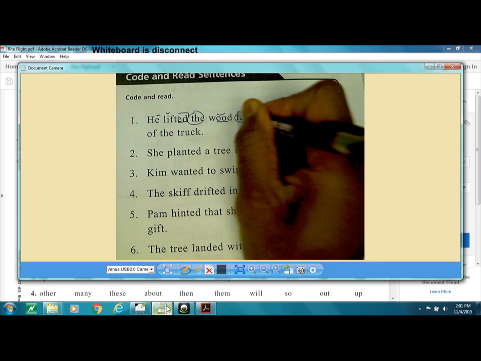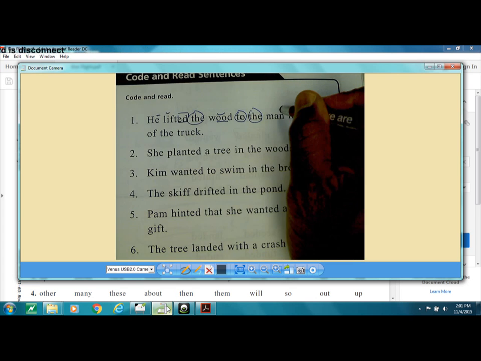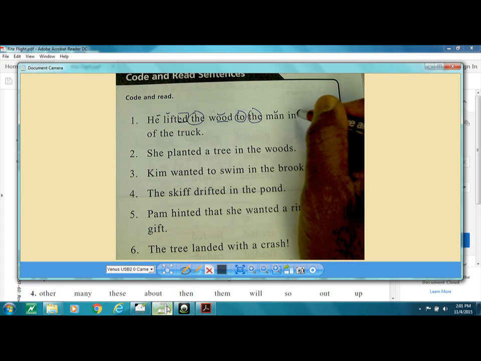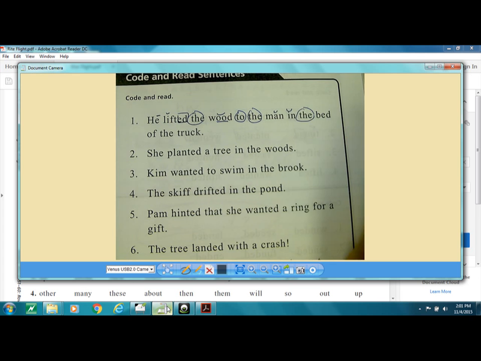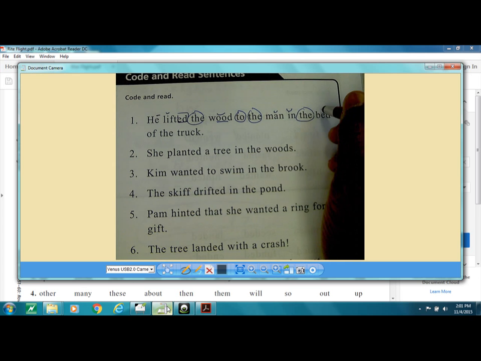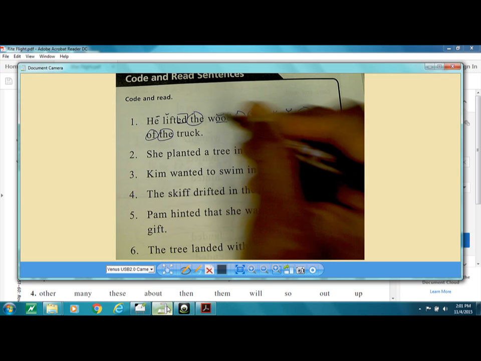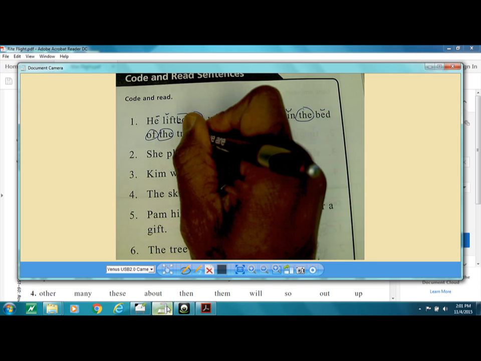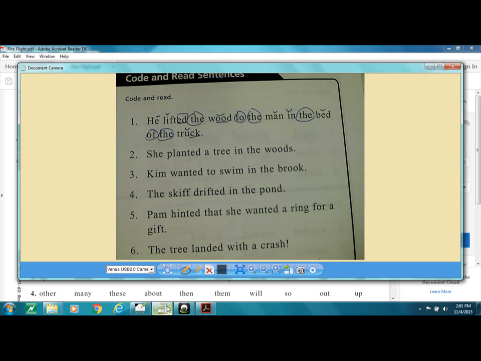Circle learn word to, circle learn word the, vowel in a closed syllable short, mark it with a breve. Circle learn word of, circle learn word the, vowel in a closed syllable short, mark it with a breve. Underline digraph CK.